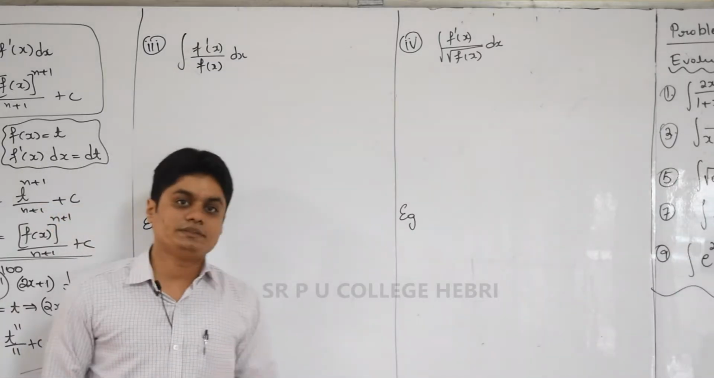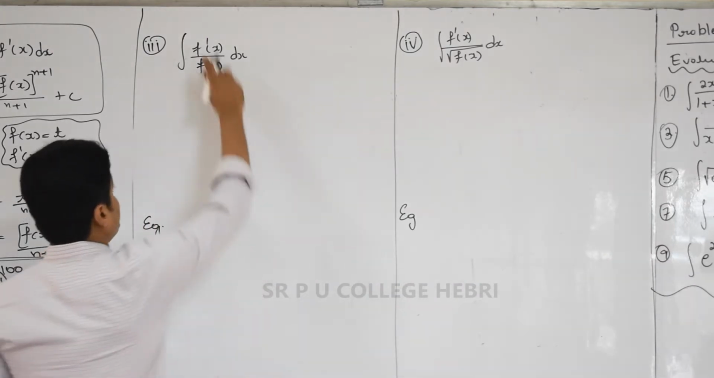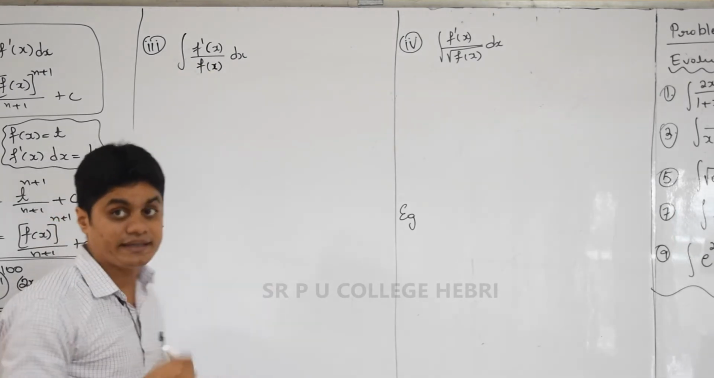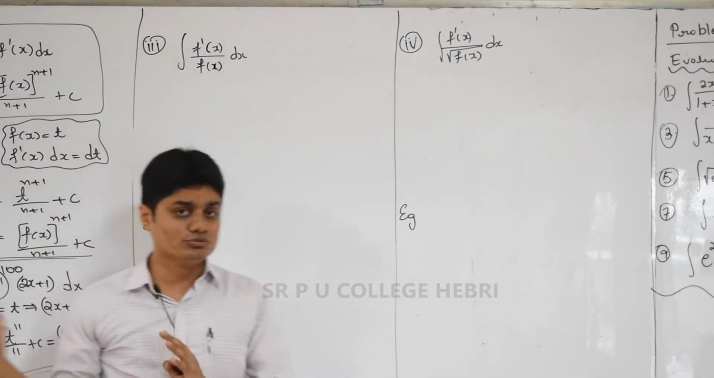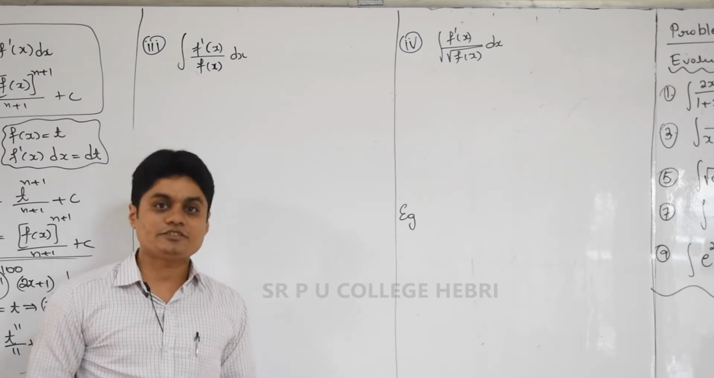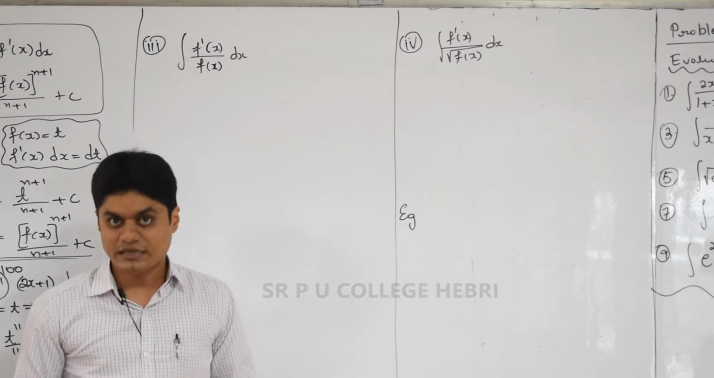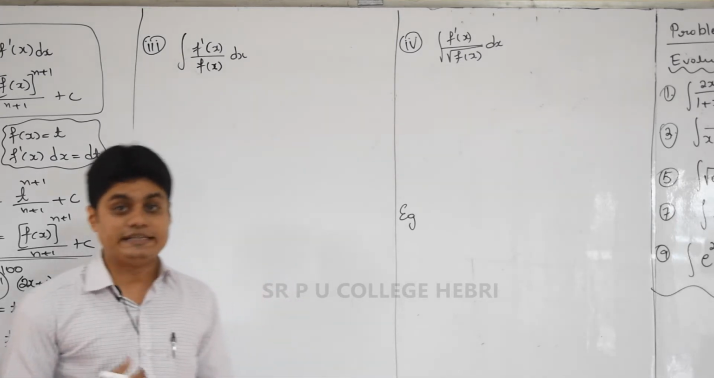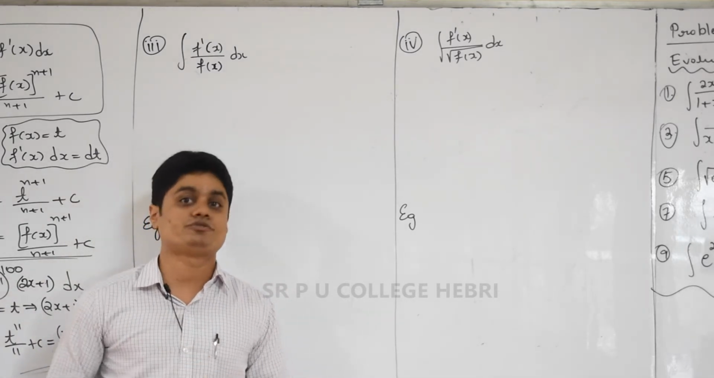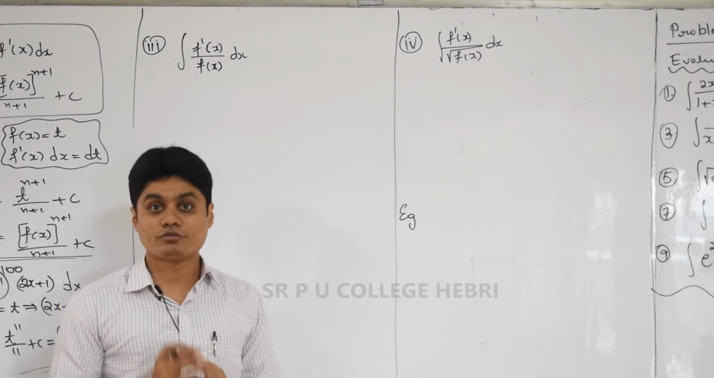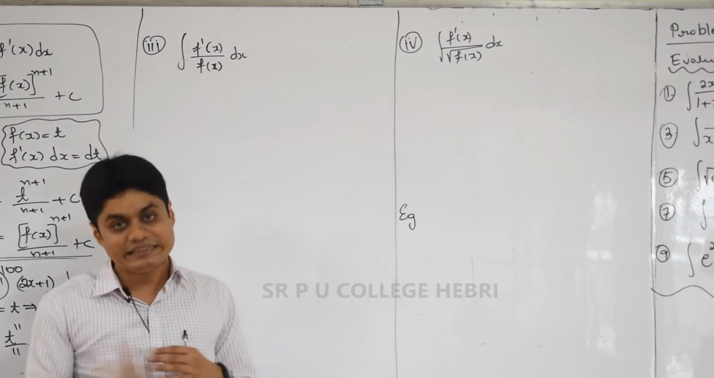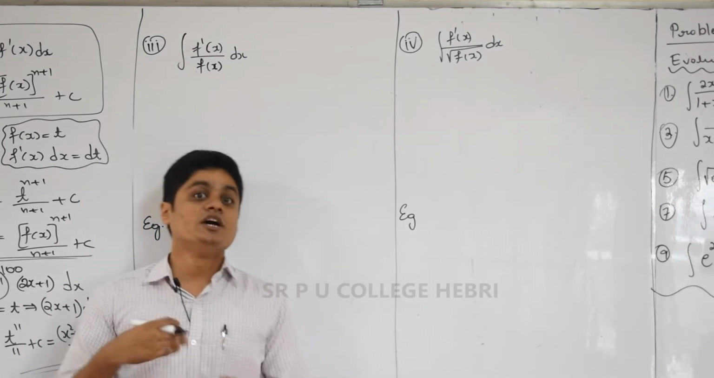Understood? The third type of substitution method is f dash of x by f of x dx. See, the last two will be the replacement for the chain rule. Remember, the last two we discussed are a replacement of the chain rule from differentiation in integration. But if you get a quotient of two functions in integration, we don't have a quotient rule, so the next two will be the replacement for the quotient rule in integration. Because quotient rule type formulas are not there in integration, we should have some other techniques to integrate a quotient of two functions.